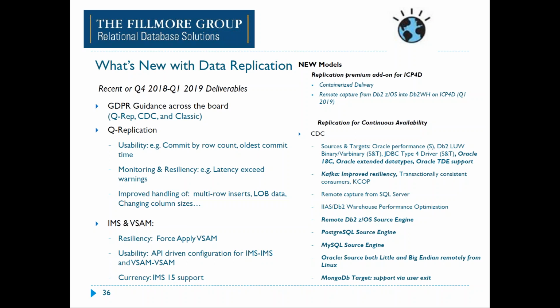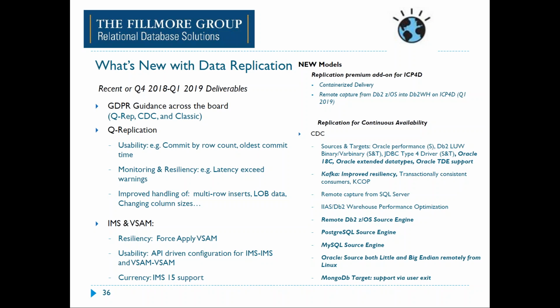What we're seeing in IBM products now is some smarter outcomes, that they're starting to build artificial intelligence. So instead of IBM giving you a message and saying, hey, there's something wrong, go fix it, if it's possible within the scope of the product to be able to repair the problem itself. And so self-healing, what IBM used to refer to as autonomic. Improved handling of multi-row inserts, lob data, etc. IMS and VSAM, resiliency, usability, and currency.